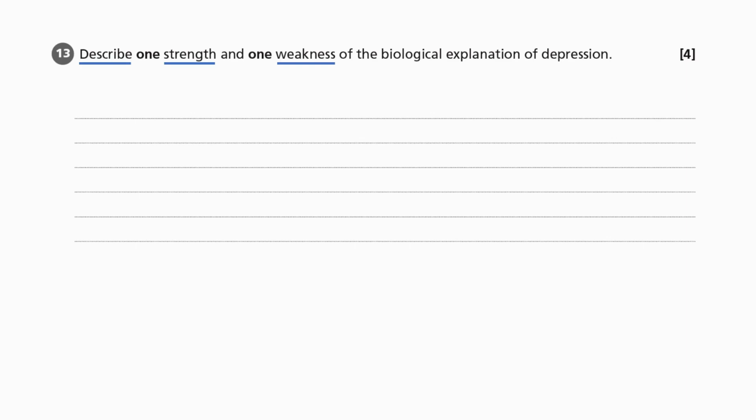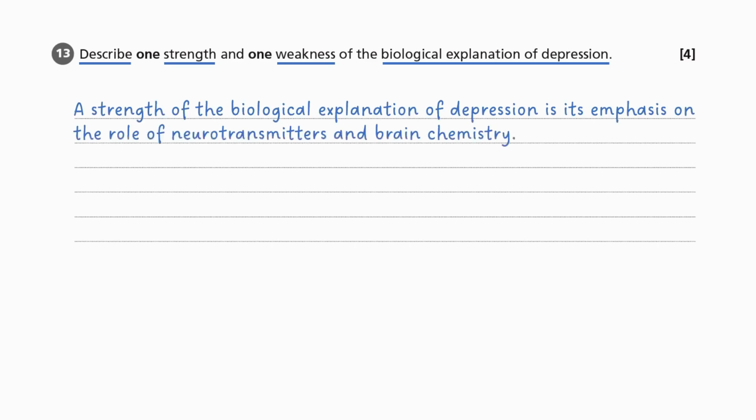So in terms of this, because it's 4 marks, you need 2 marks for the strength and 2 marks for the weakness. So you could state the strength, state the weakness, and then explain, making it clear why it's a strength and why it's a weakness. You don't need to do point evidence explain. Okay, you can just point and then explain. And it's the biological explanation of depression rather than the biological treatments of depression. So let's have a little look at how we could answer that.